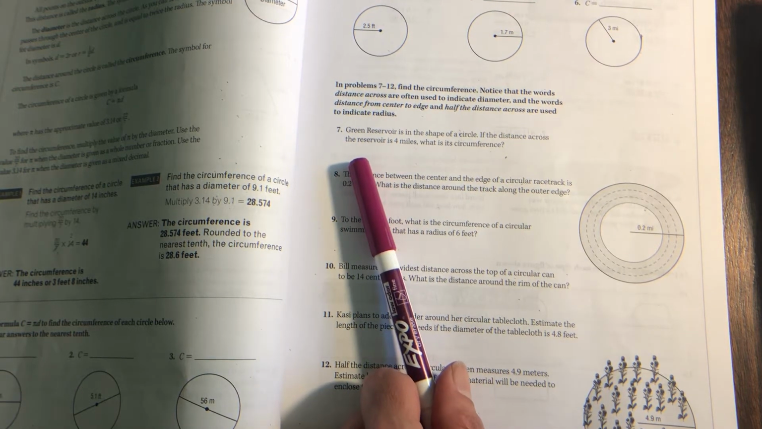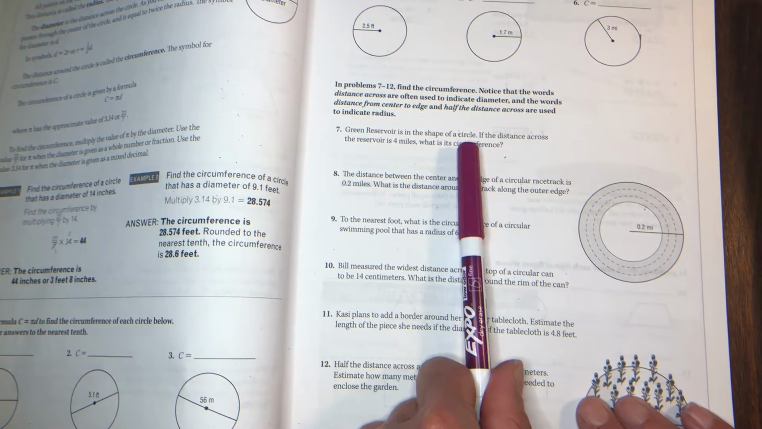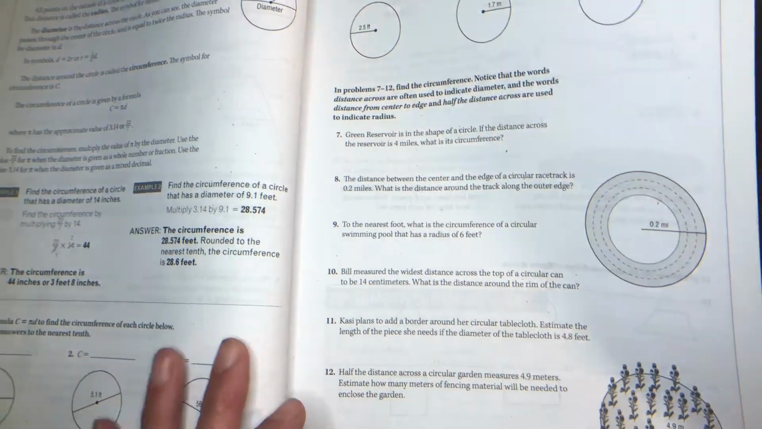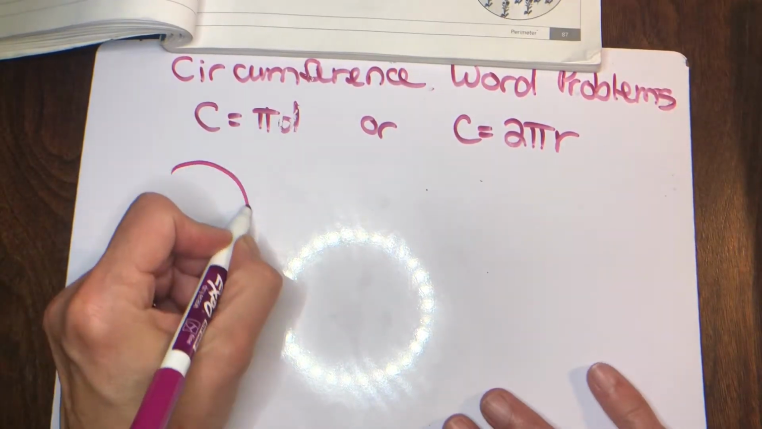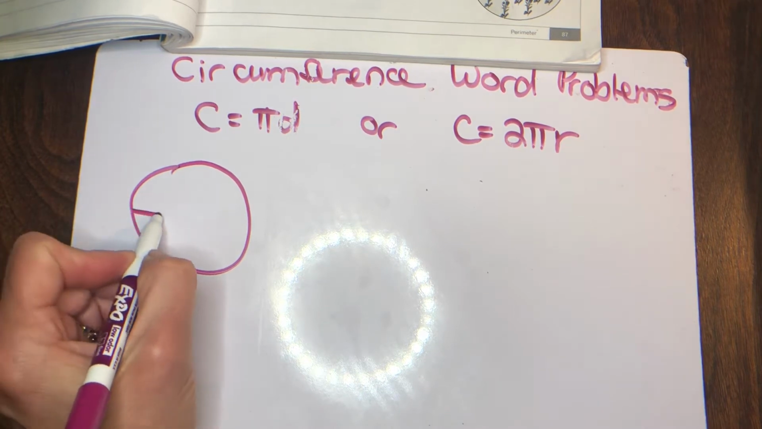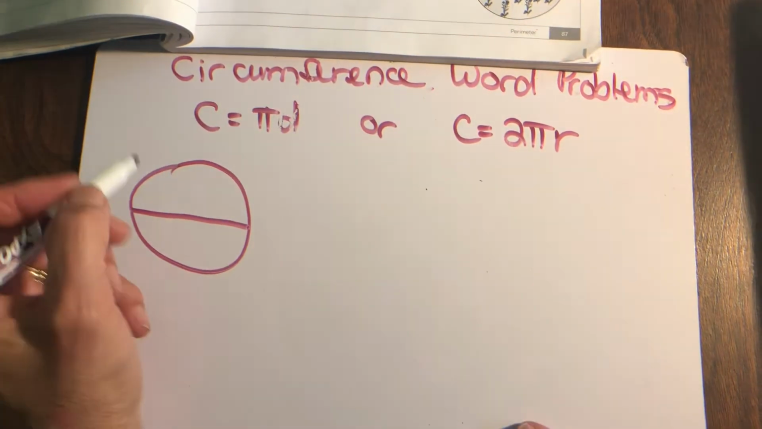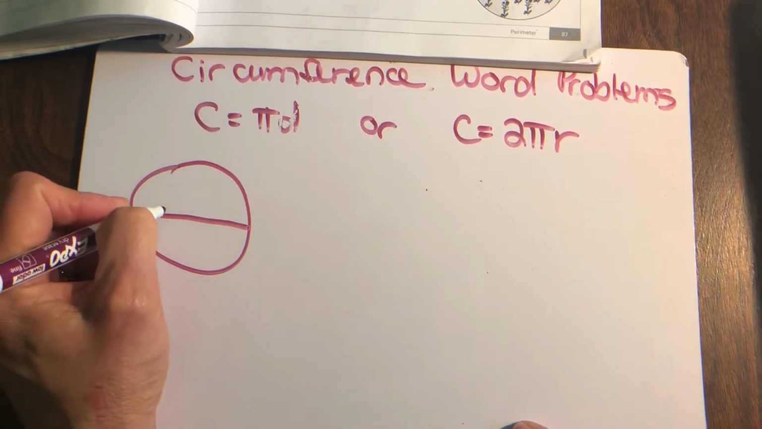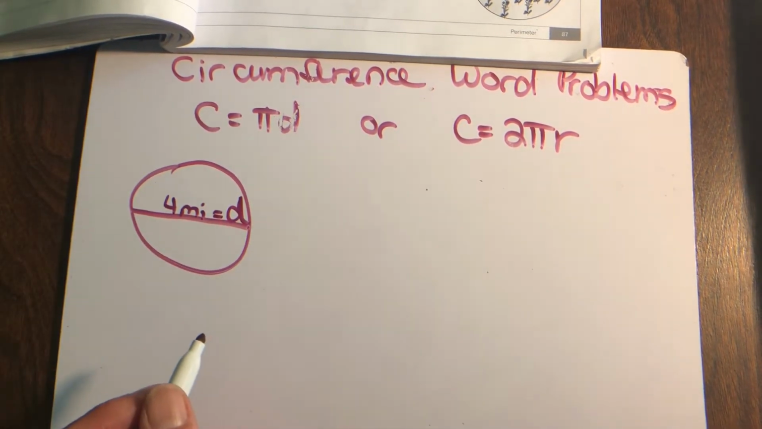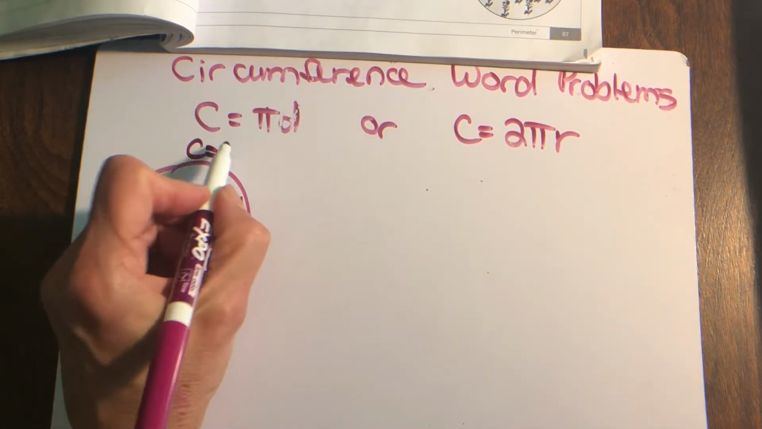All right, it says, a green reservoir is in the shape of a circle. If the distance across the reservoir is 4 miles, what is the circumference? So we're going to draw our label. Remember your steps. And it said the distance across the reservoir. So you've got to know that that is talking about your diameter, right? Because if you go all the way across, it's the diameter. And we know it's 4 miles. And I'm going to label that immediately as a diameter. You must label it. And it asks you in the problem, what is the circumference?